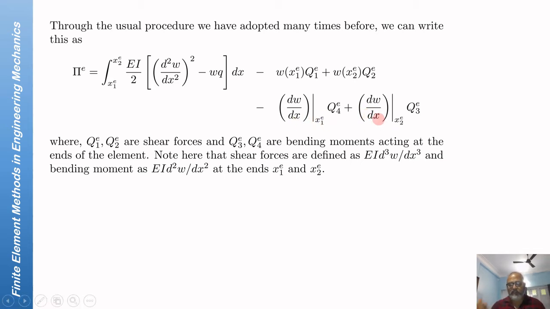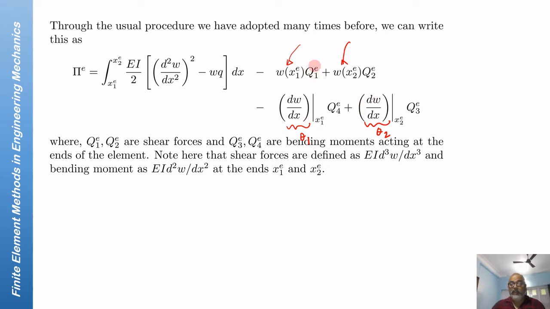Again, you see that the natural boundary conditions come out of it. Of course, at the ends, the displacements might be zero, then these two terms are zero. At the ends, the rotations might be zero. This is theta 1, this is theta 2. These might be zero, then these two terms are zero.